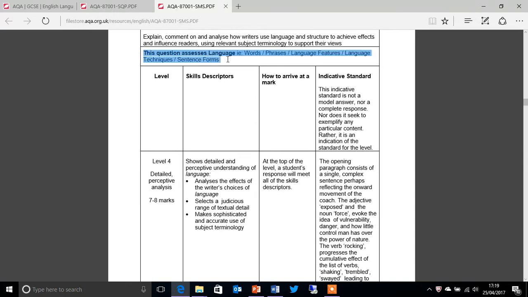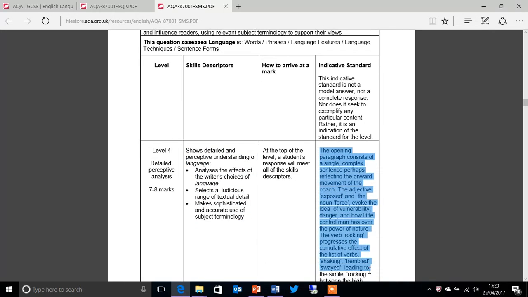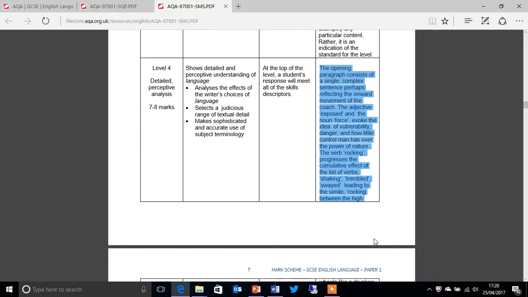Words, phrases, language features, language techniques, sentence forms. Anything you spot like that that you want to analyse and discuss, you can. So here we have the top band criteria. You need to make sure that you analyse the effect of the choice of language. Be very careful, be very judicious with the quotes that you use, and use subject terminology to justify what it is you are saying.